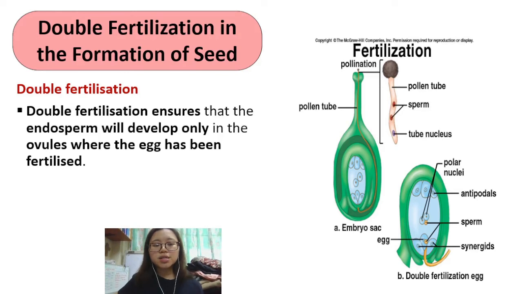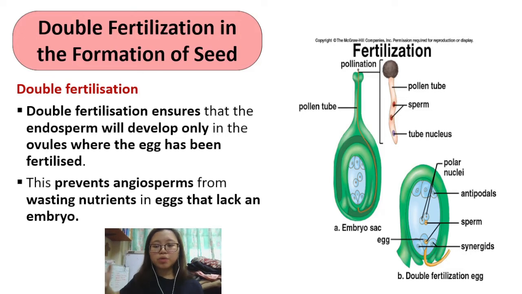It ensures that the endosperm will develop only in the ovules where the egg has been fertilized. Kenapa perlu ada double fertilization? Supaya endosperm hanya akan terbentuk bila telur sudah dipersenyawakan. Okay, kalau tidak, nanti dia akan membazir zat. It will prevent the angiosperms from wasting nutrients in eggs that lack an embryo.